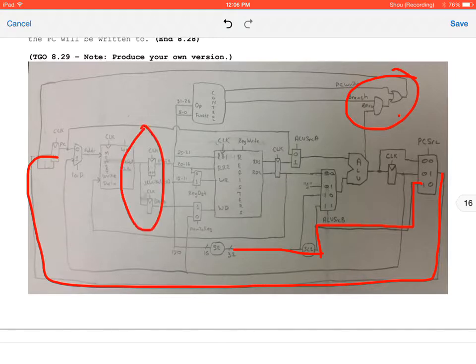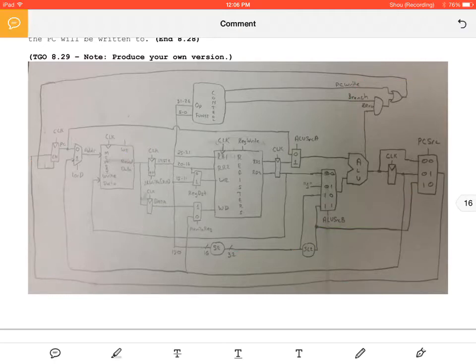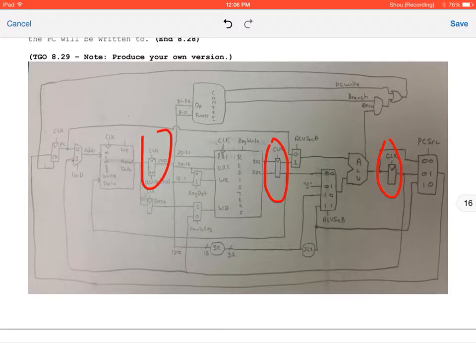These here also get rid of the structural hazard. And the data hazards are controlled by clocks. Okay.